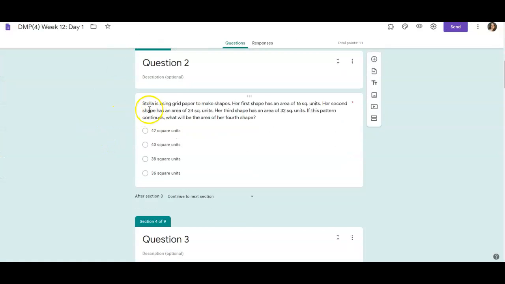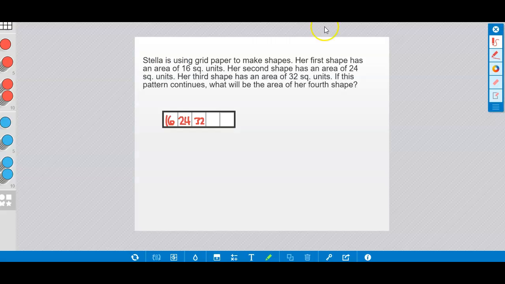Number 2, Stella is using grid paper to make shapes. Her first shape has an area of 16 square units. Her second shape has an area of 24 square units. Her third shape has an area of 32 square units. If this pattern continues, what will be the area of her fourth shape? So let's break this down.